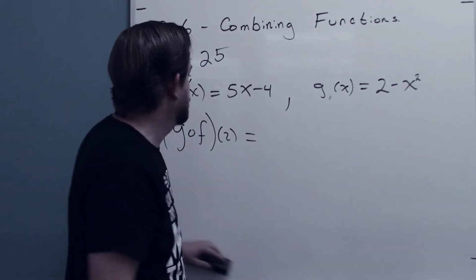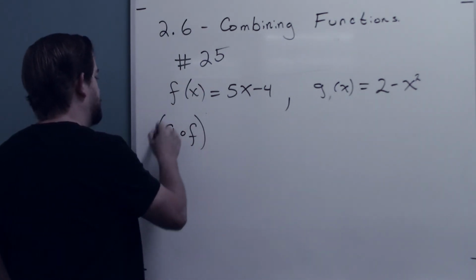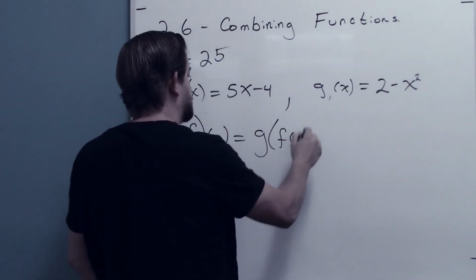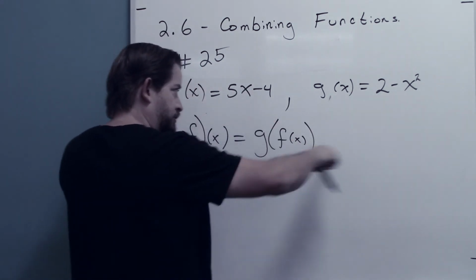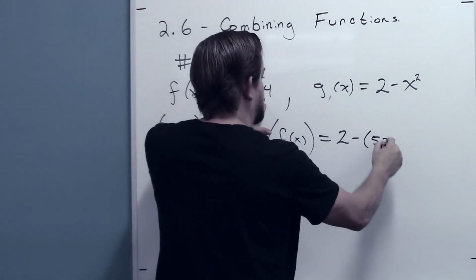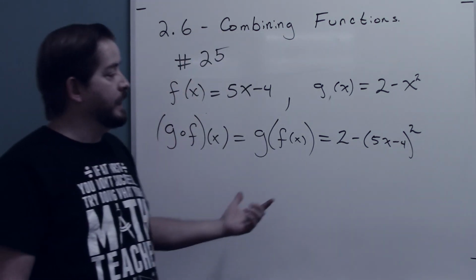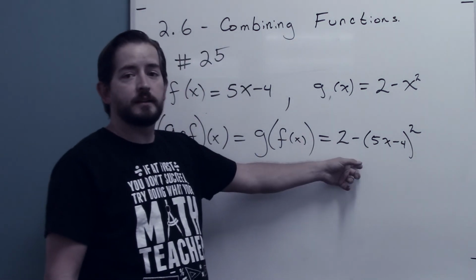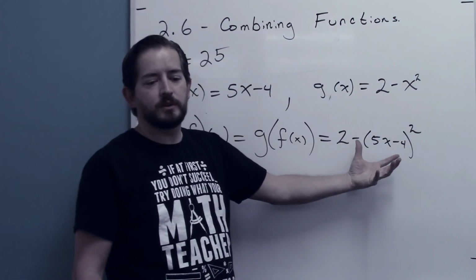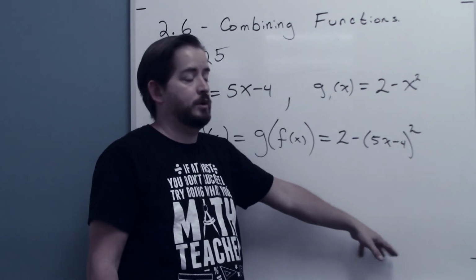So I can figure out g composed of f of x first, which is to say g of f of x, which is to take f of x and plug it in for g, so that is 2 minus, and instead of x, now I have 5x minus 4 squared. And then I can plug in 2 into this. If I wanted to, I could expand this. It gets kind of big and ugly. It turns into a trinomial with a 25x squared. Maybe I don't want to do that. I can, it's perfectly fine.